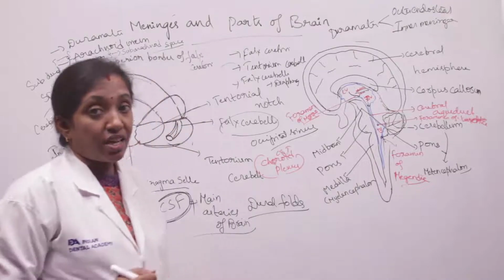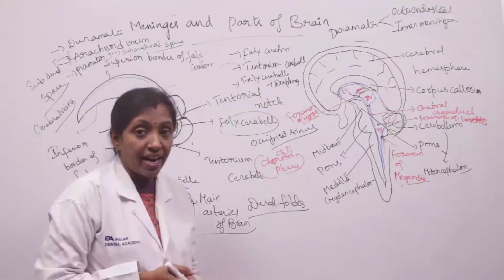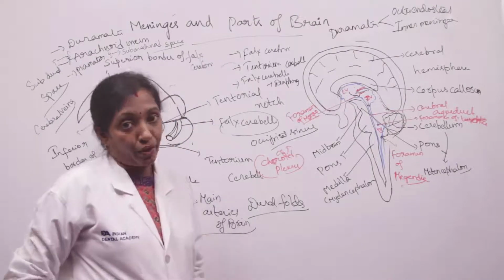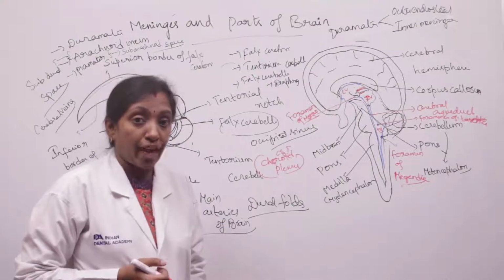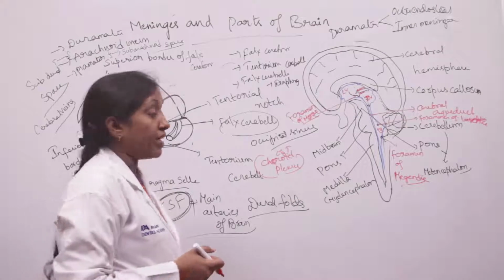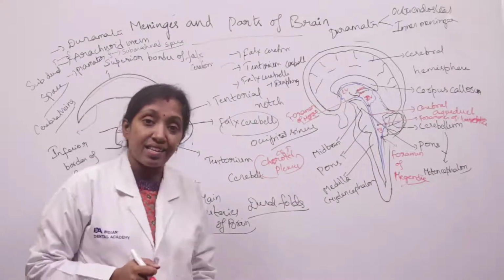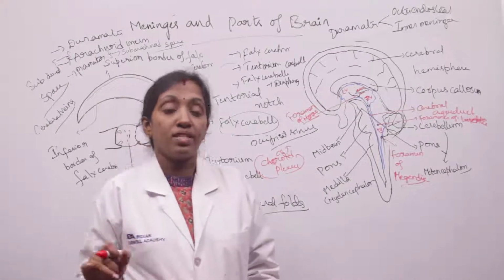So the CSF is present in the ventricles of the brain as well as in the subarachnoid space. The CSF acts as a shock absorber, and the specific gravity of the CSF and the brain is the same, so the brain floats in the CSF.